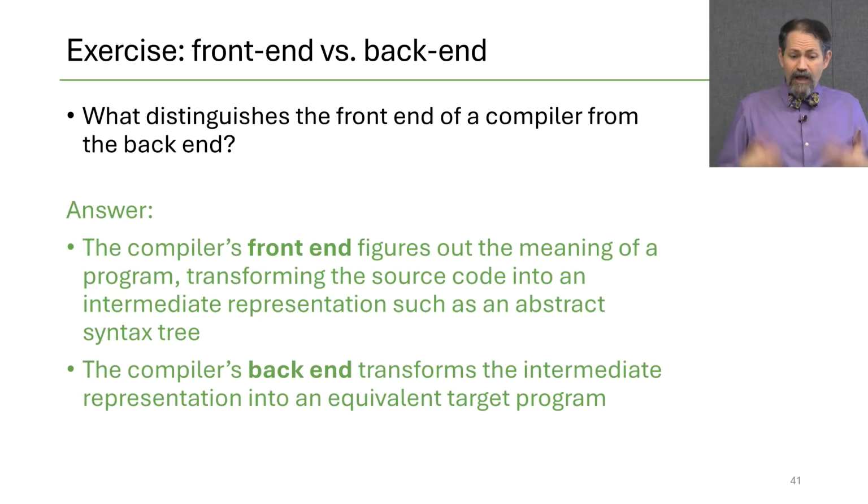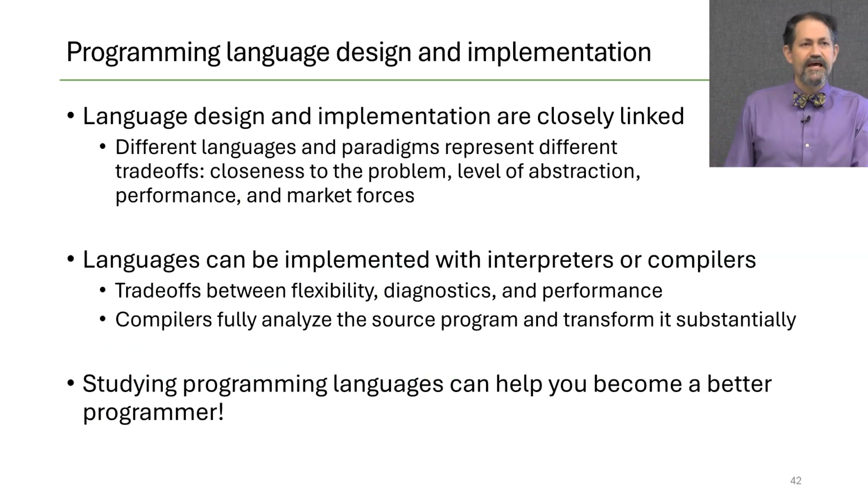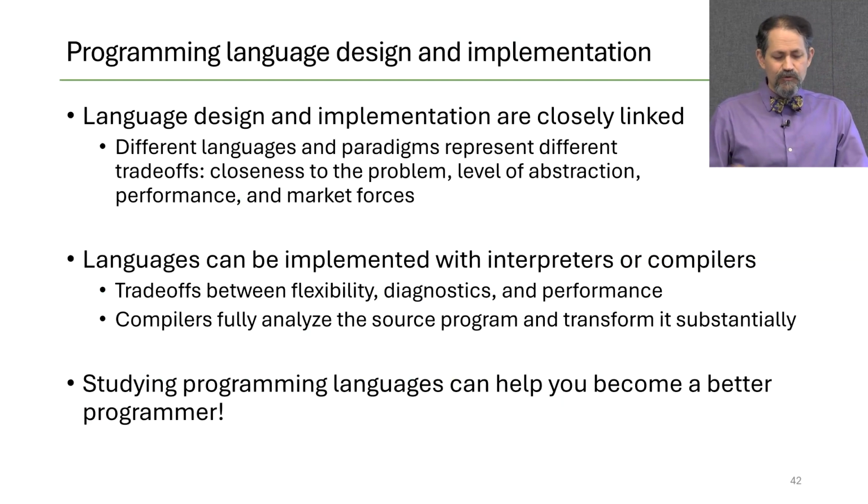So the answer is that the compiler's front end is primarily tasked with figuring out the meaning of a program. And as part of doing that, it transforms the source code into an intermediate representation that effectively represents that meaning, such as an abstract syntax tree. The compiler's backend then transforms that intermediate representation into an equivalent target program that can be executed on a machine, perhaps a virtual machine.